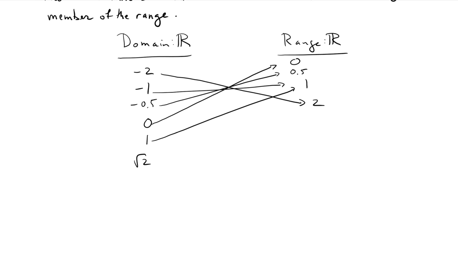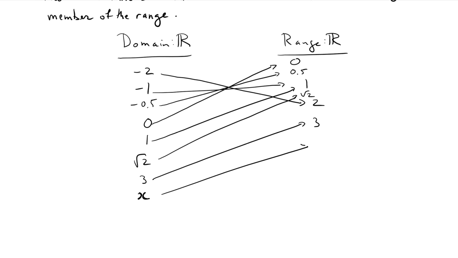Square root of 2 is going to be assigned to square root of 2. 3 is going to be assigned to 3. And the question is, if I have any x in the domain, what would be the formula here? So I'm looking for an expression. So x would be assigned to what in general? So you have to give me an expression.